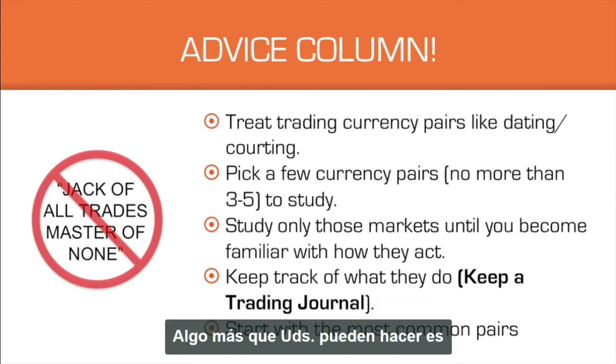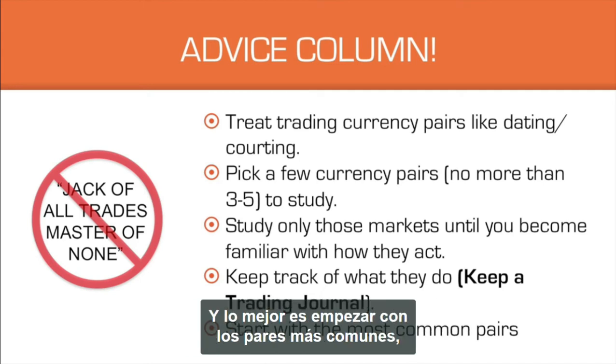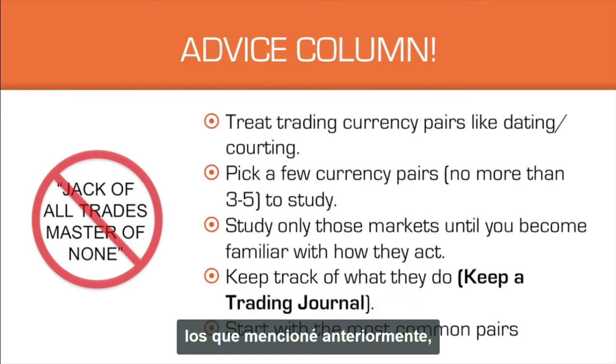Something else you can do is keep a trading journal, which I'm going to talk about in future videos, but just keep track of what they do and how they act. And the best thing is to start with the most common pairs, the ones that I had listed earlier. So go back, and if you forgot them, hopefully you were writing stuff down. Start with the most common.